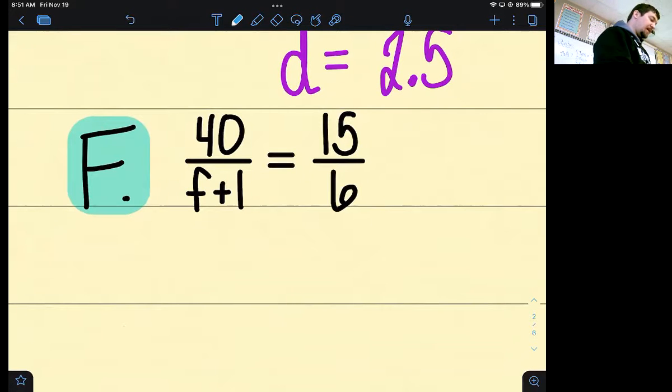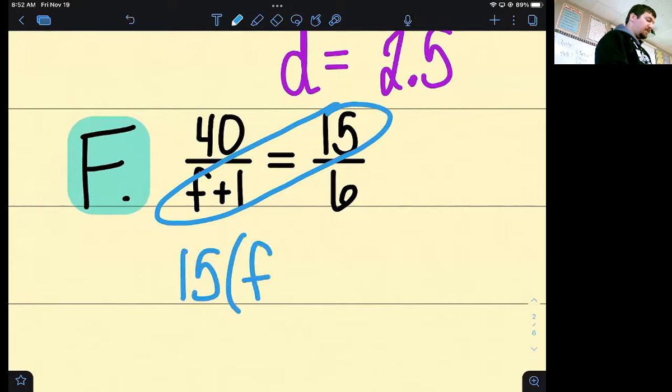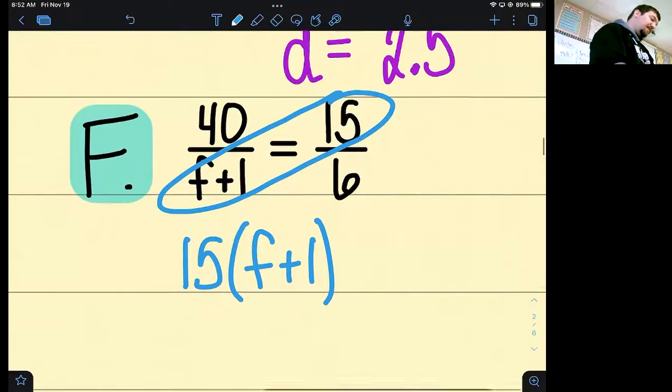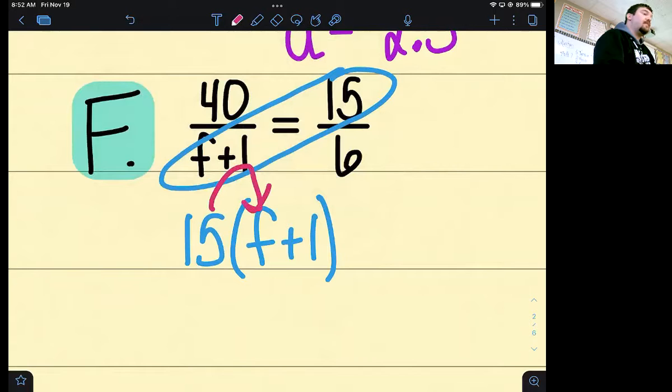What's different about this is that when we cross multiply the 15 to the f plus 1, we have to make sure the 15 gets multiplied to both those terms. And so the way that I ensure that is I can write that f plus 1 in parentheses. Because what do you do with the 15 when it's in front of the parentheses? Yes, you multiply it to both. And so f times 15, so that's called distributing, right? What's f times 15? 15f. And what's 15 times 1?